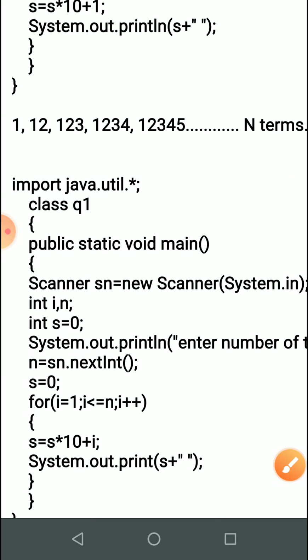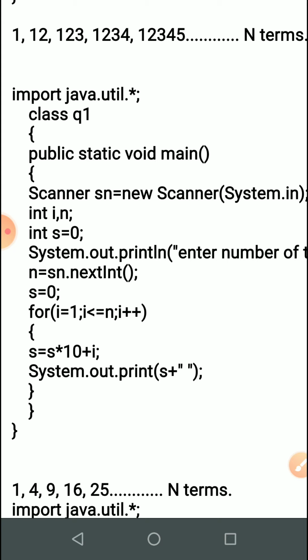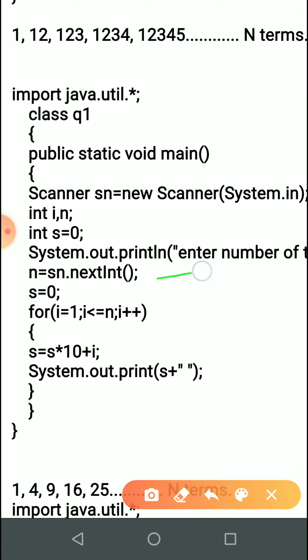The next program is similar to this one, where we take 1, 12, 123: so 1 into 10 plus 2, 12 into 10 plus 3, 123 into 10 plus 4. So what we are adding is incrementing. In the last question it was a constant 1, this time it is 1, 2, 3, 4 and so on. Again n terms are there, and we have taken n as input. We have taken s for generating the term, initially 0. In this loop of n times, we say s equal to s into 10 plus I.